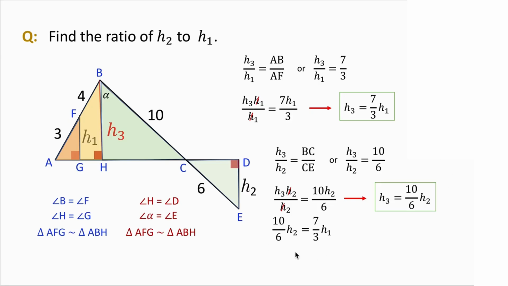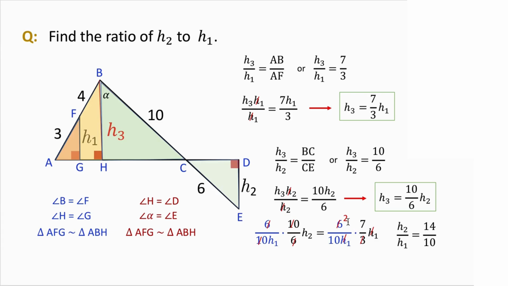Now we can find the ratio of H2 to H1 by multiplying both sides of this equation by 6/10 H1. 6 and 10 from left side and H1 from right side can be cancelled out. Also, the ratio of 6/3 is 2. For the left side, we get H2/H1, and for the right side, 2 times 7 is 14, and denominator is 10.